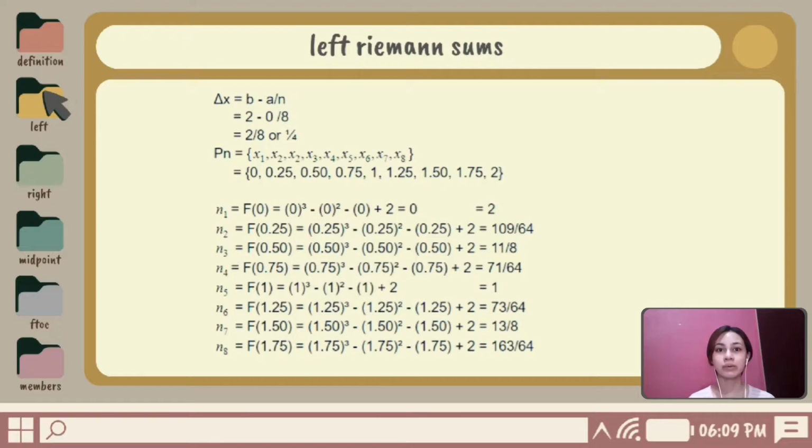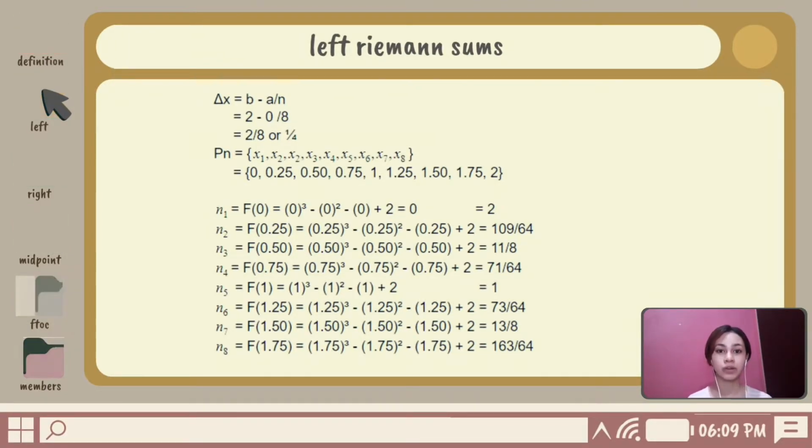N sub 7 is equal to f of 1.50 is equal to 1.50 raised to 3 minus 1.50 raised to 2 minus 1.50 plus 2 is equal to 13 over 8. N sub 8 is equal to f of 1.75 is equal to 1.75 raised to 3 minus 1.75 raised to 2 minus 1.75 plus 2 is equal to 163 over 64.